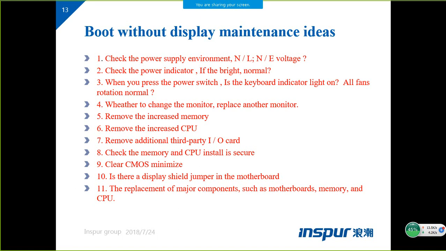So sometimes when the servers arrive on site but there is no display, you can reset the memories. Reset all the memories. Maybe it works. But if it really doesn't work, I think you can follow the steps to do this maintenance.